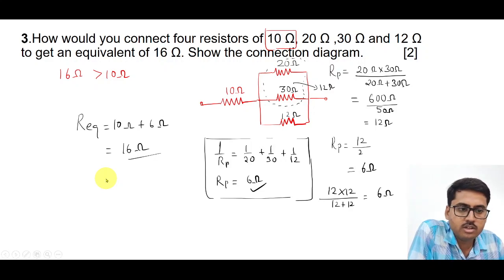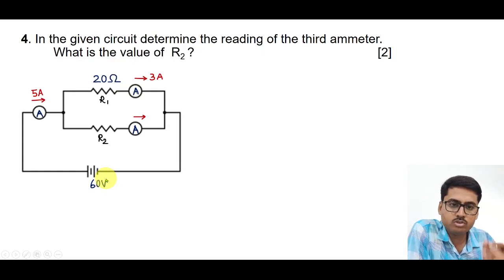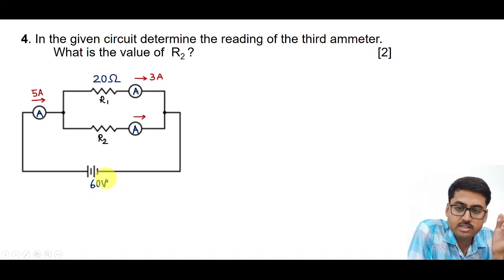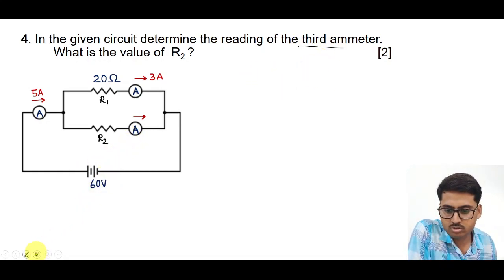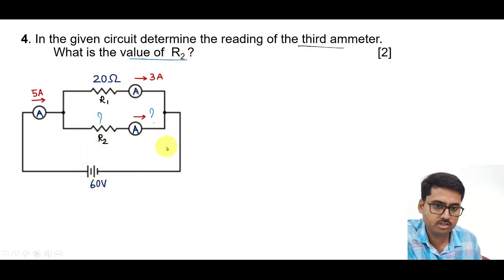Now coming to question number 4. The question is, in the given circuit, determine the reading of the third ammeter. So what's the third ammeter over here? This one, basically I'm calling it the third. So you have to find the value of this ammeter and the value of R2. This value also we need to find.